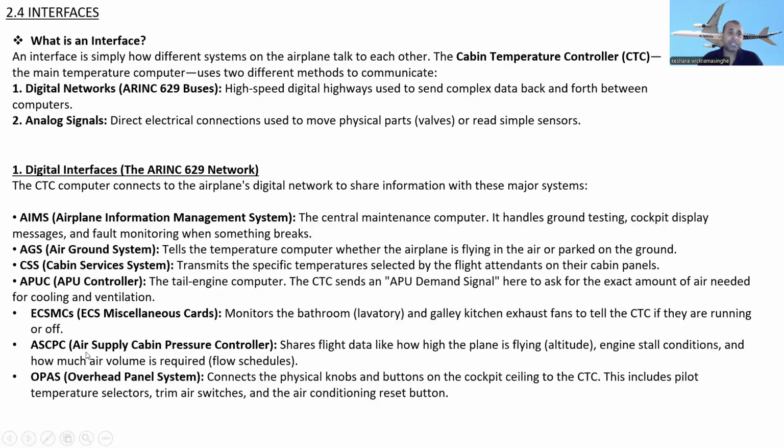And the ASCPC, air supply cabin pressure controller, shares flight data like how high the plane is flying, altitude, the engine stall conditions, and how much air volume is required, the flow schedules. And the next one, the overhead panel. OPS means overhead panel system; it connects the physical knobs and buttons on the cockpit ceiling to the cabin temperature controller. This includes pilot temperature selectors, trim air switches, and the air conditioning reset button.